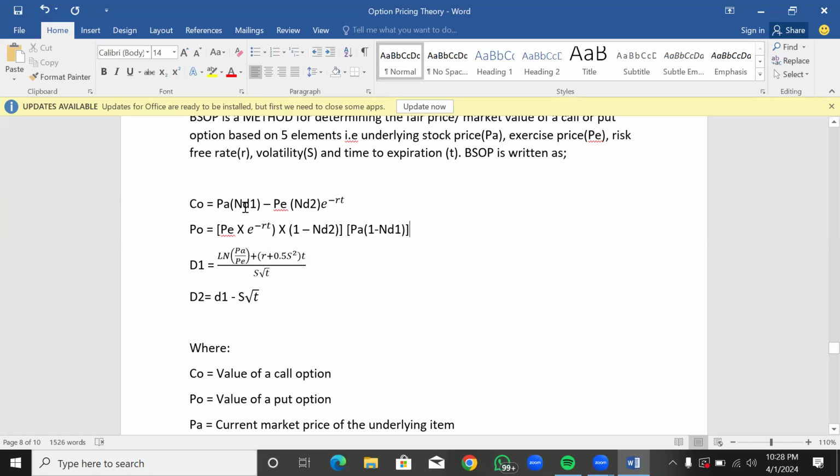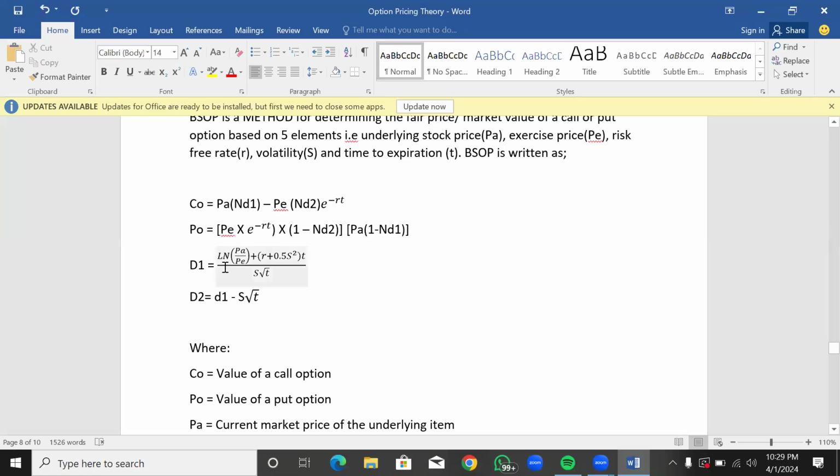So these are all the formulas we need. This is your call option, this is your put option, this is your D1, this is your D2. Please, everyone should write these formulas down now, because I cannot be scrolling up when we start solving. Your call option is PE ND1 minus PE ND2 exponential minus RT. That's for your call option. Your put option is your PE times exponential minus RT times 1 minus ND2, PA times 1 minus ND1.